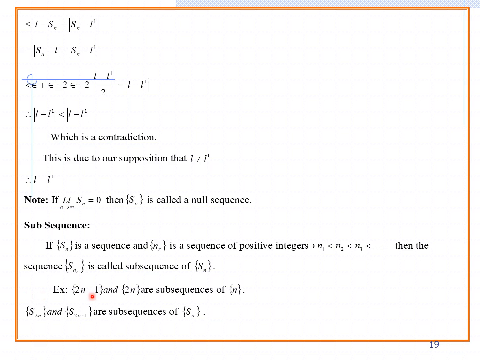For example, 2n minus 1 and 2n are subsequences of n. This is the natural number sequence. In that case, 2n minus 1 is the odd subsequence and 2n is the even subsequence. Both come from the sequence, so that's why they are called subsequences of Sn.